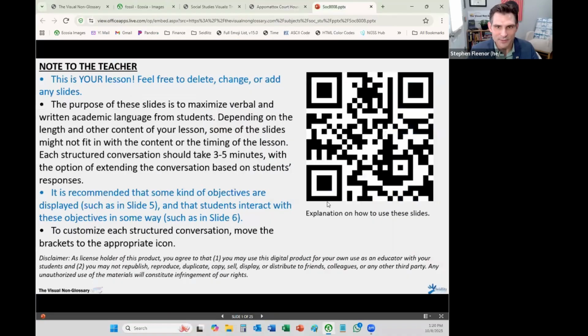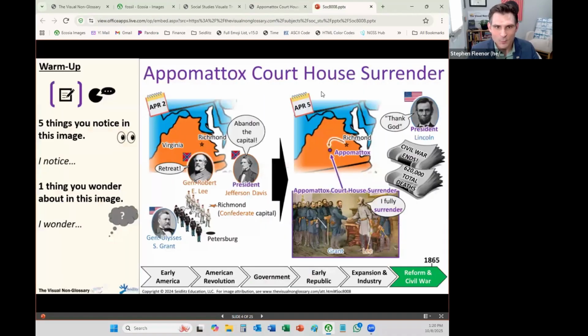So here's what a visual non-glossary lesson looks like. It starts with a simple warm-up where students are just going to write down or verbally share with a partner what they notice or what they wonder about in this visual. And I really encourage teachers to have their students just make a list of anything that they notice. So they might say they notice Richmond, or a calendar, or the American flag, or that these 2 people are shaking hands. And they can say anything that they notice.